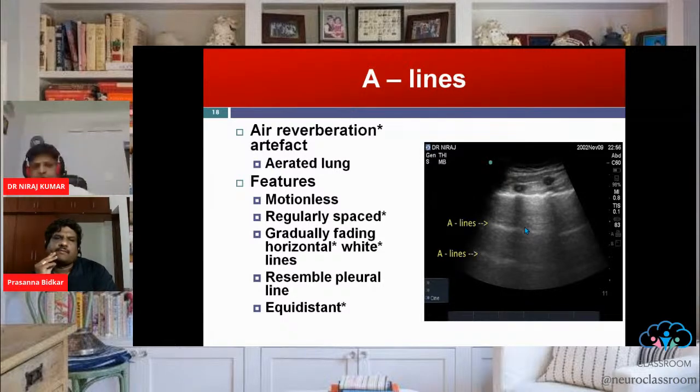What are the features of the A lines? As you can see, these are bright hyperechoic lines. These are horizontal. These are equidistant from the pleura. And these are gradually fading. As you go deeper, it gradually fades. So what is the theory behind the production of A lines? We have discussed in the last class that ultrasound waves bounce back between the highly reflective surface of the pleura and the probe surface. So some of the waves bounce to and fro. That's why there is production of these A lines. So remember, the A lines are horizontal, regularly spaced, and hyperechoic.